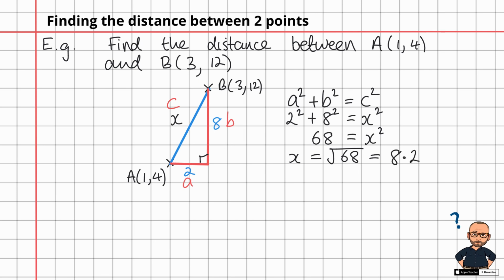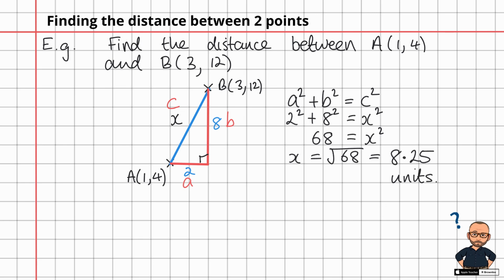So 8.25. Now, if it's asking you for the distance, I'm not going to write centimetres this time, because if it's coordinates, it might not be on a centimetre grid. So we don't know what the units are, so you just write 8.25 units, and that's your answer.